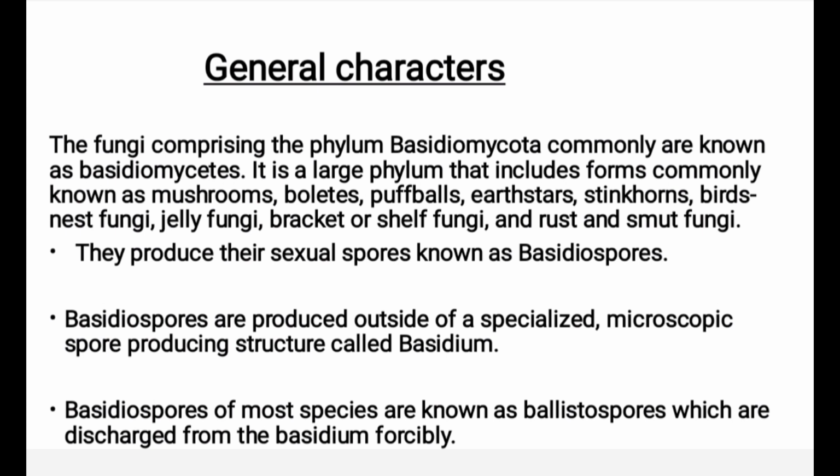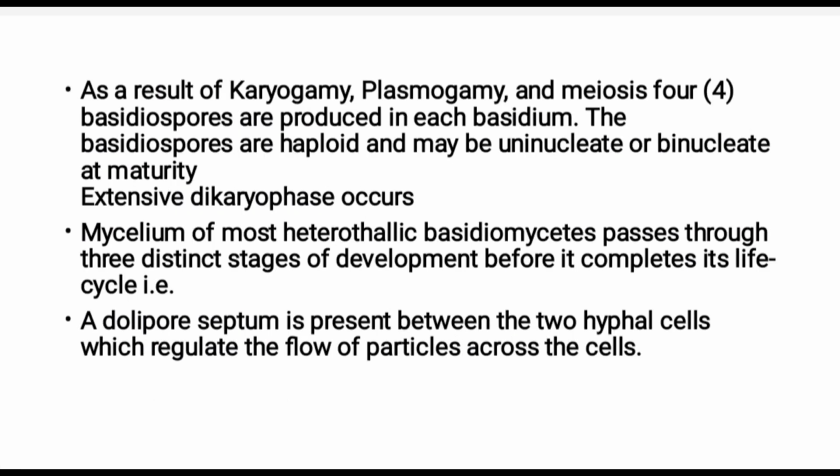They produce their sexual spores known as basidiospores. Basidiospores are produced outside of a specialized microscopic spore-producing structure called basidium. Basidiospores of most species are known as ballistospores, which are discharged from the basidium forcibly. As a result of karyogamy, plasmogamy, and meiosis, four basidiospores are produced in each basidium. The basidiospores are haploid and may be uninucleate or binucleate.